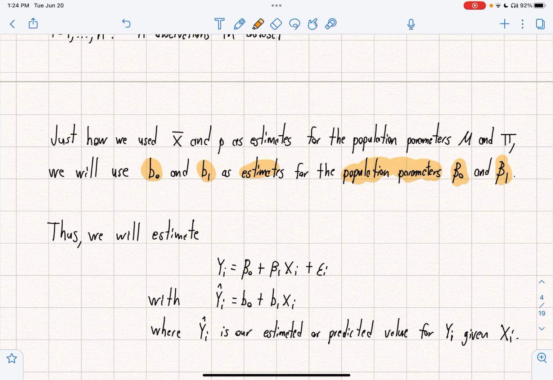So we're going to estimate that with yi hat. So yi hat is our estimated or predicted value for y given x. So it's our actual predicted value from our estimated regression line. And it's going to be equal to our estimate for the intercept, which is b0, plus b1 times our data xi. So this is our actual regression equation. This is what we are estimating. We are predicting values of y. Again, our predicted values we're calling yi hat, and it's equal to our estimated regression equation, which is b naught plus b1x. This is what we are trying to estimate.